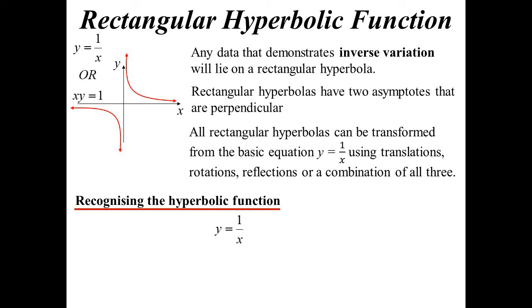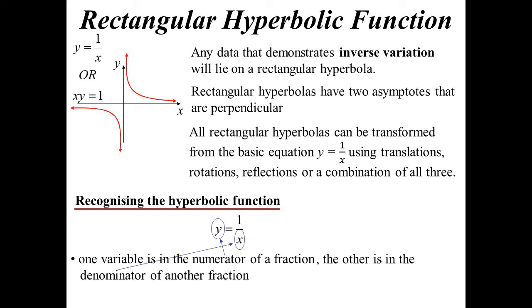How would you recognize it? We look at the function. One of the variables will be the numerator in a fraction. Well, y by itself is like y over 1, so it's in the numerator. And the other variable is in the denominator. Another way we could see it is like the alternative way I've got written there: we see the two variables multiply together. Well, perhaps that's going to be some type of hyperbolic function.